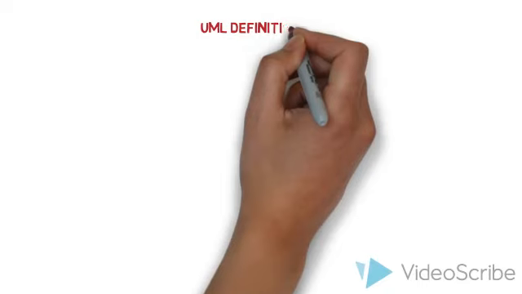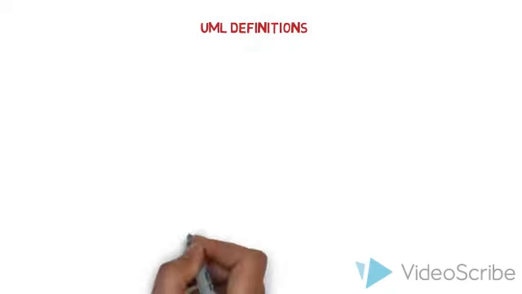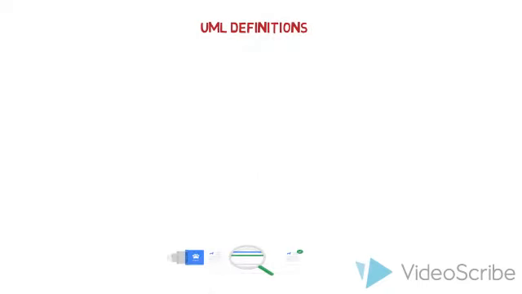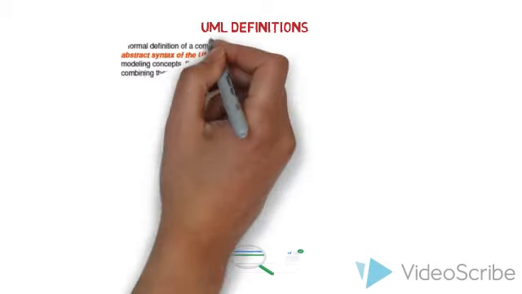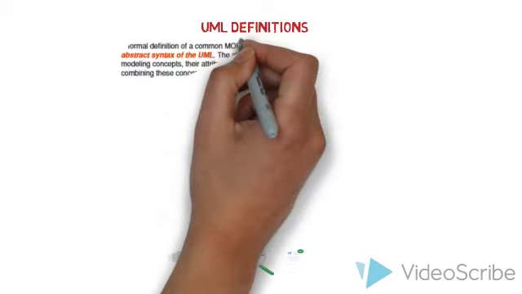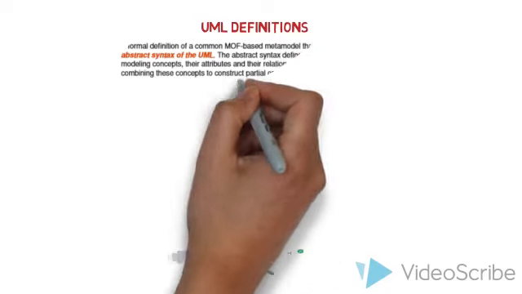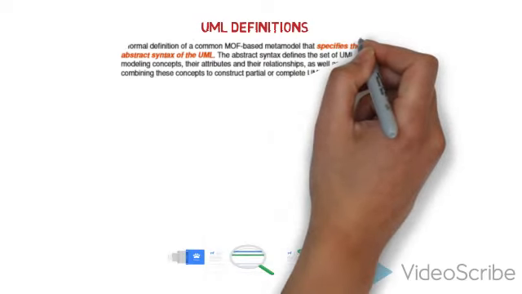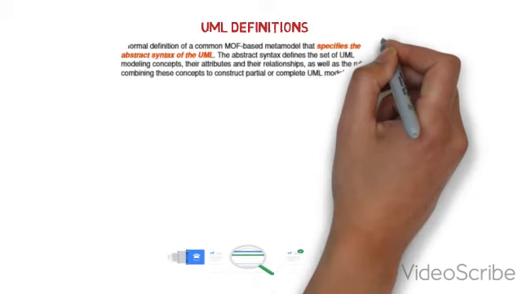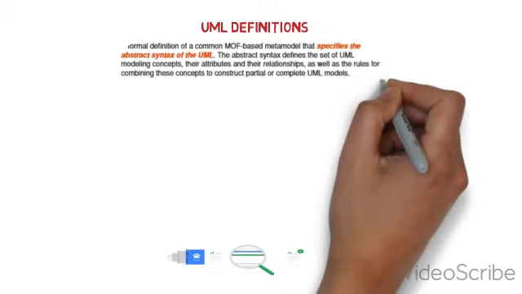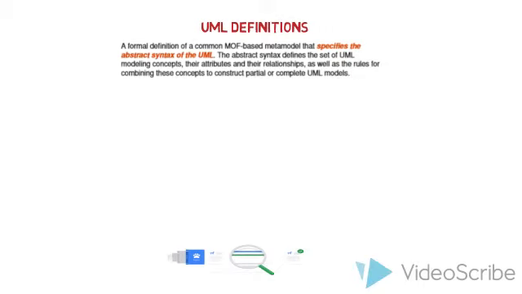According to UML definitions, a formal definition of a common MOF based meta model that specifies the abstract syntax of the UML. The abstract syntax defines the set of UML modeling concepts, their attributes, and their relationships, as well as the rules for combining these concepts to construct partial or complete UML models.